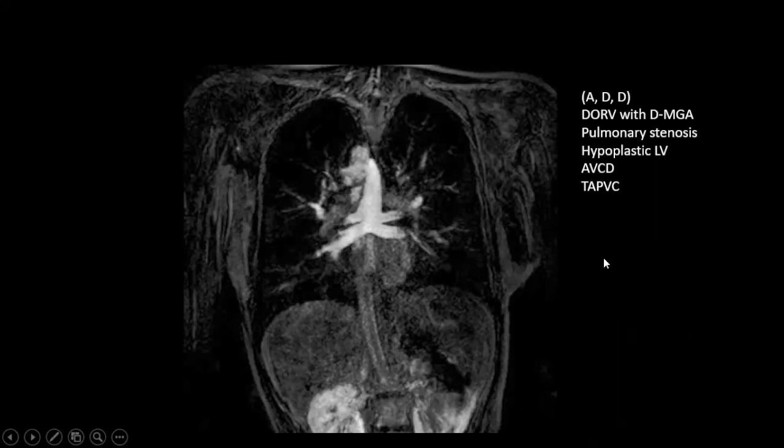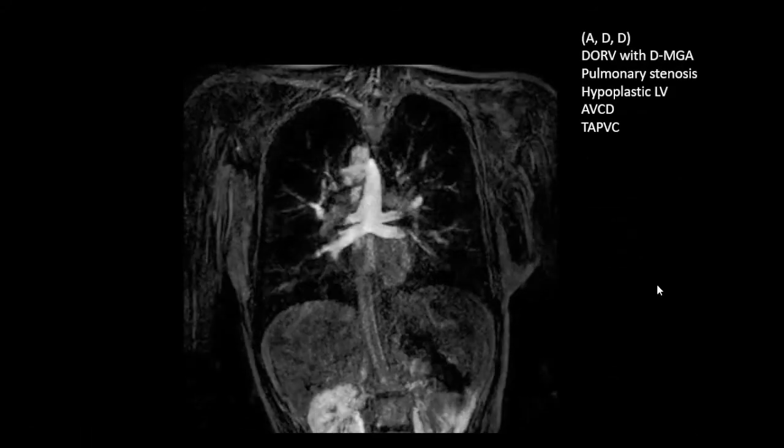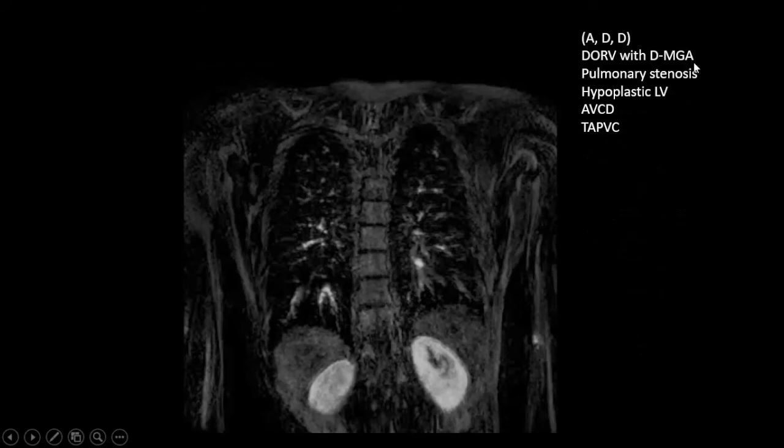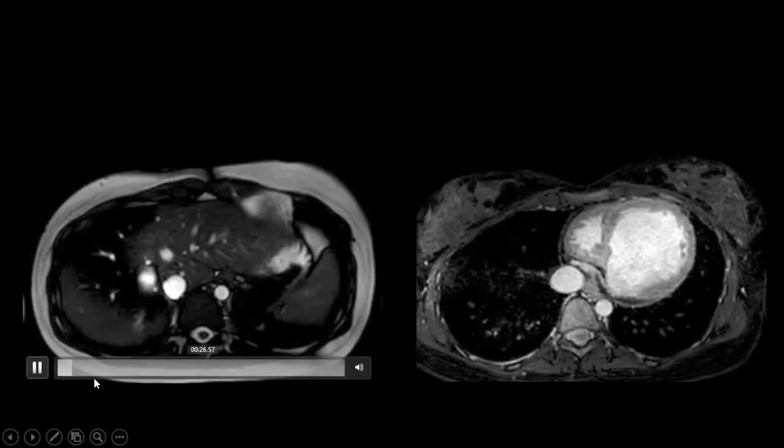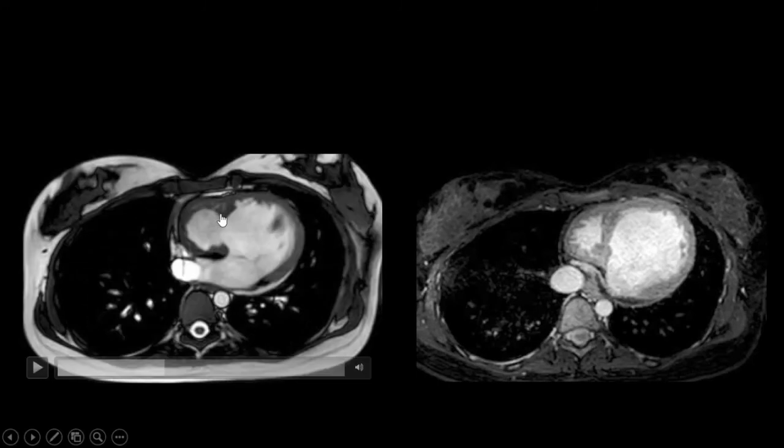into the SVC. So this was a case of DORV, double outlet right ventricle with malposition of great arteries, pulmonary stenosis, hypoplastic left ventricle, atrioventricular septal defect, and total anomalous pulmonary venous connection. This is another case, situs solitus.